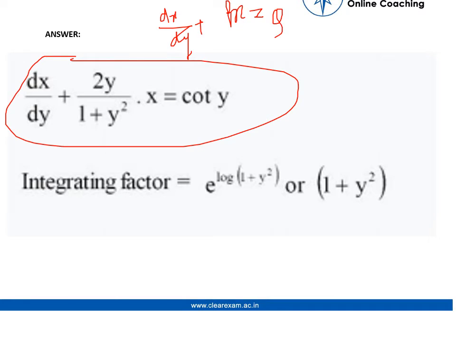You must be thinking, what is P? So here we have taken 2y/(1 + y²) as the value of P and Q as the value of cot y. Now let us solve the integral of 2y/(1 + y²).